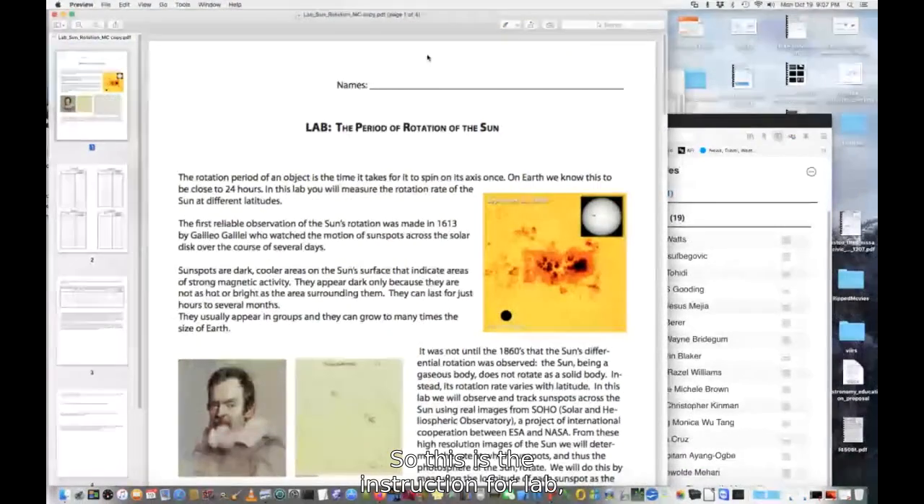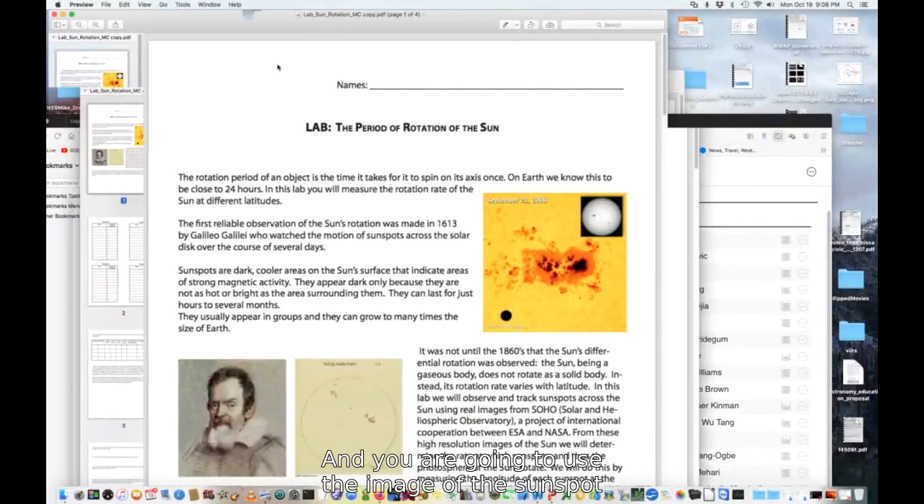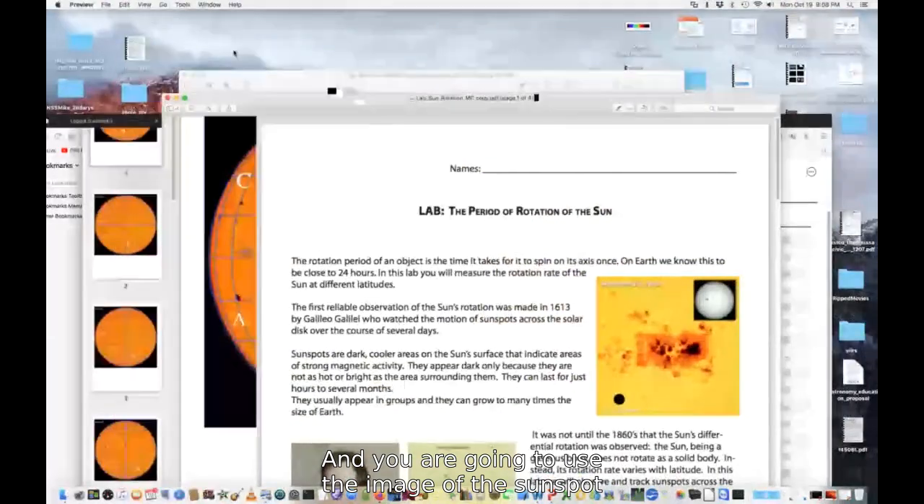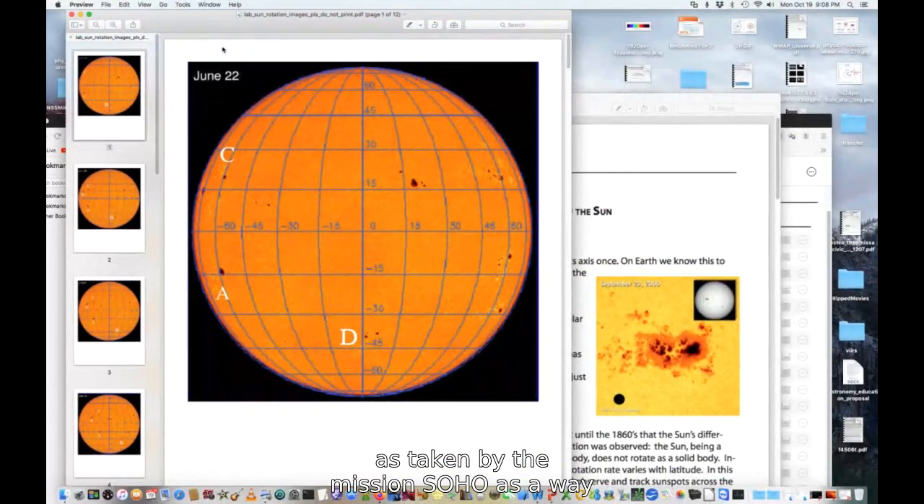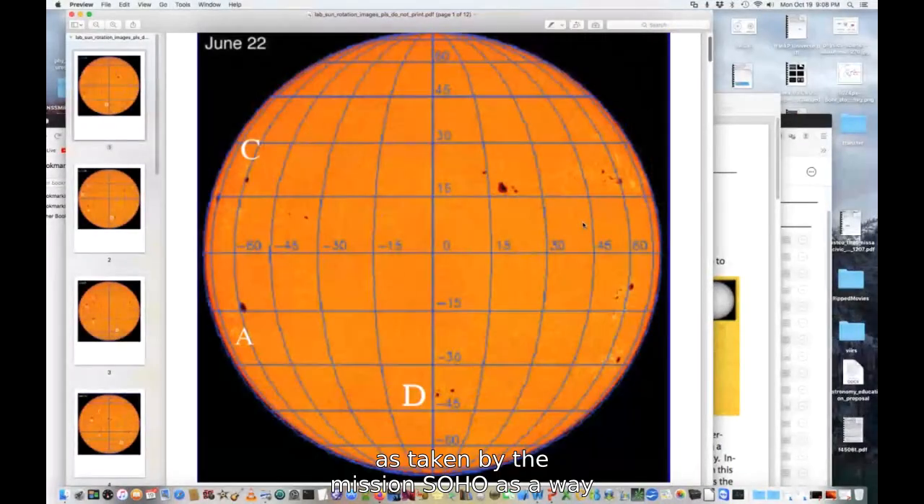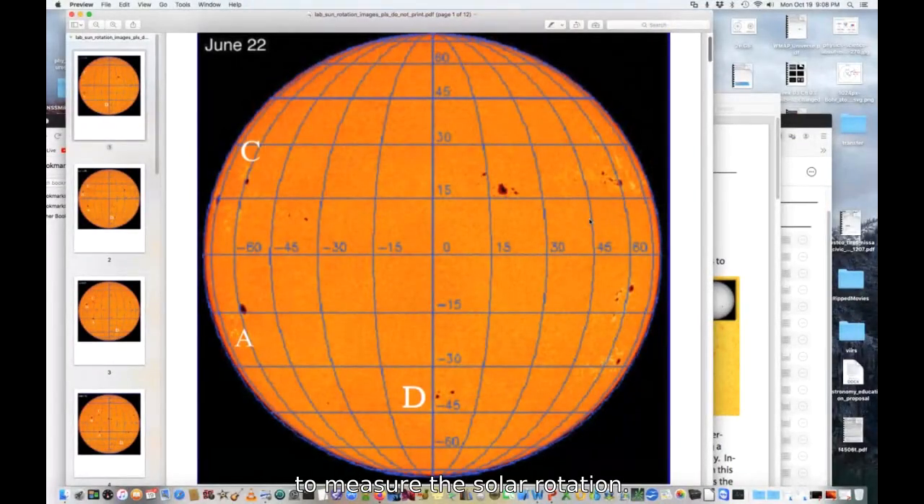Okay, so this is the instruction for the lab, what I call the solar rotation. You're going to use the images of the sunspots as taken by the SOHO mission as a way to measure the solar rotation. So let's look at image number 1, June 22nd, and I believe it's 2002.